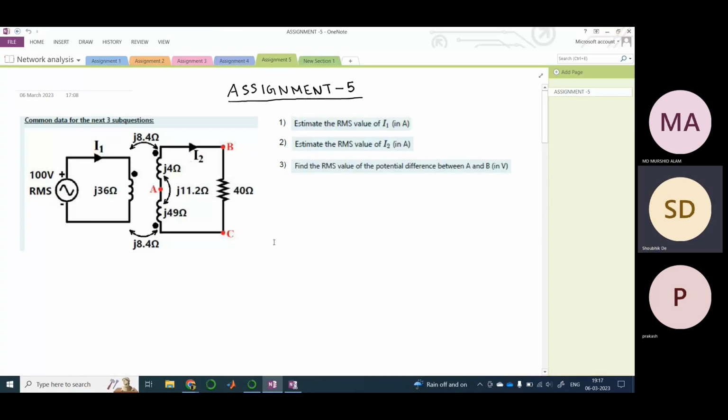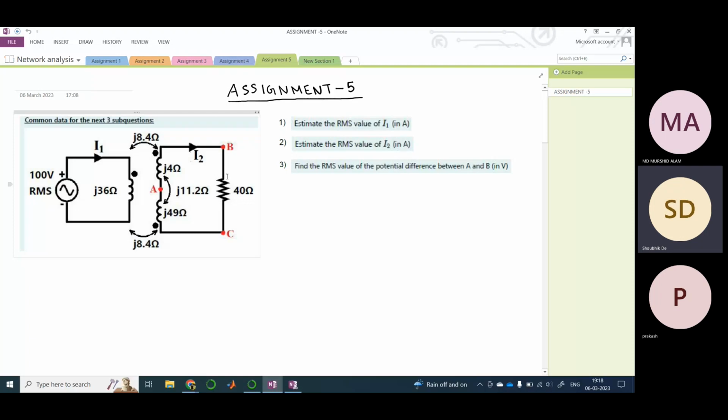So let us go ahead with this problem. Here, as you can see, this is nothing but a transformer, where there is an inductor on this side, and there are two inductors on this side, and the mutual inductances are given. So these arrows shown here are nothing but mutual inductances. And there is a 40 ohm resistor connected as a load between terminal B and C.